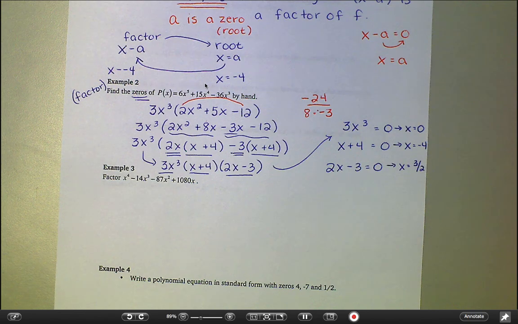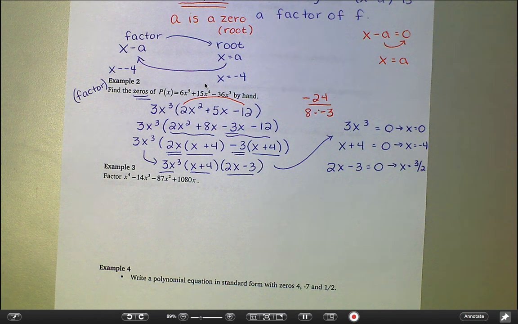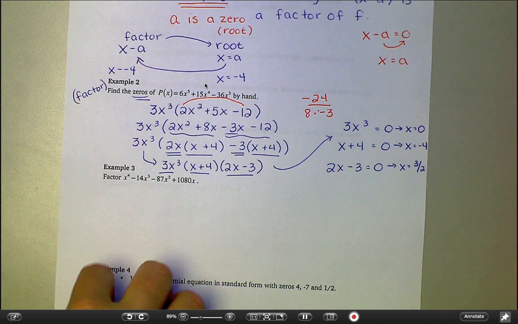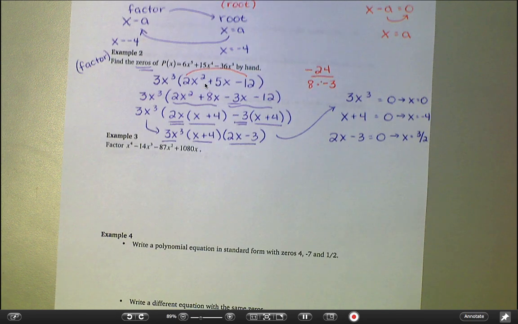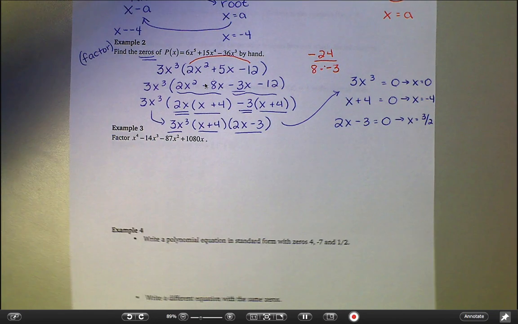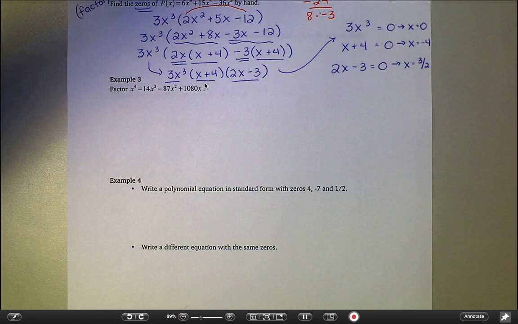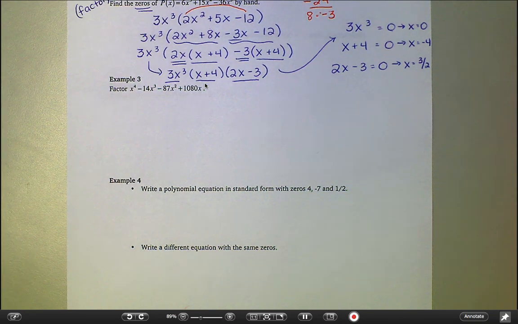Okay, moving on. This example 3, I actually think I'm going to skip over right now because we haven't talked about the type of factoring you would need to use to be able to do that. And I guess there is another way we could do it, but I think example 4 will make more sense next. So I'm going to go straight down to example 4. Write a polynomial in standard form with zeros 4, -7, and 1/2.